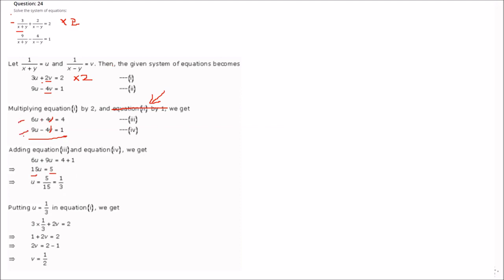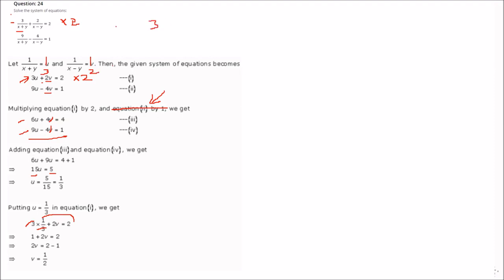Now put u in any of these equations. Say in this equation we put it: 3 into 1 by 3 plus 2v equal to 2. So you get 1 here. So 2 minus 1 is 1. So you get v equal to half. u and v now are known. But u was what? 1 by x plus y. So 1 by x plus y will be 1 by 3. What was 1 by x minus y? We assumed it to be v. So this will be 1 by 2.